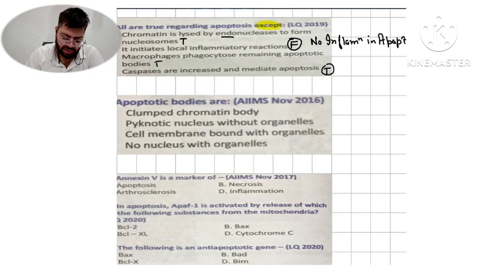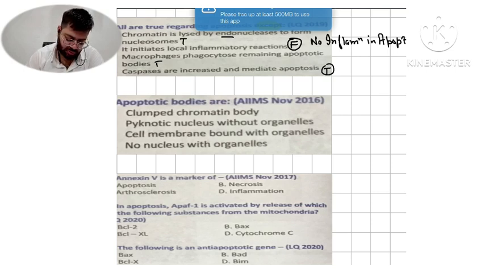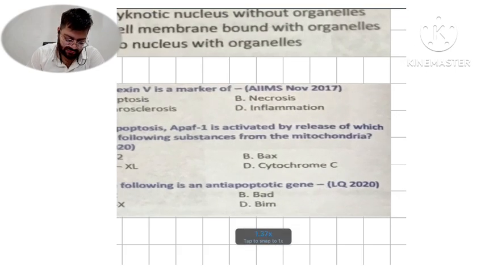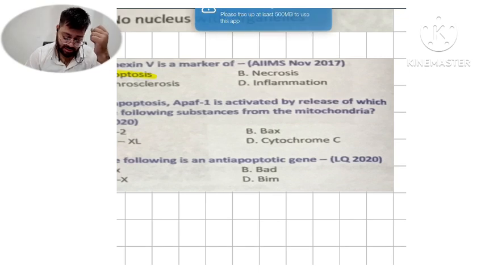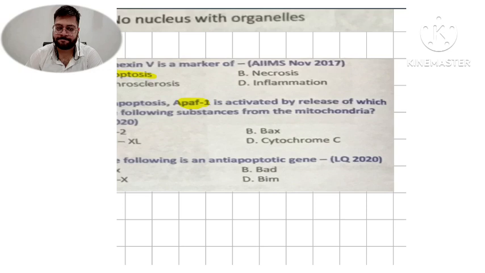Next question: apoptotic bodies are clumped chromatin bodies, pyknotic nucleus without cell, without organelles. You know, these are with organelles. Cell membrane bound with organelles. That is the most appropriate. No nucleus with it, no, that is not. Next is annexin V. Annexin V is a marker of apoptosis. Just read it. In apoptosis, APAF1 is activated by release of which of the following substances from the mitochondria? The answer is cytochrome c.